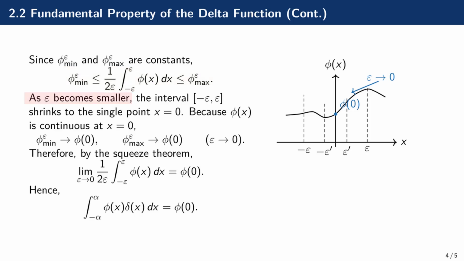Now, as epsilon approaches 0, both the minimum and the maximum approach phi(0) because phi is continuous at x equals 0. Therefore, the middle expression also approaches phi(0). Therefore, the integral becomes phi(0).